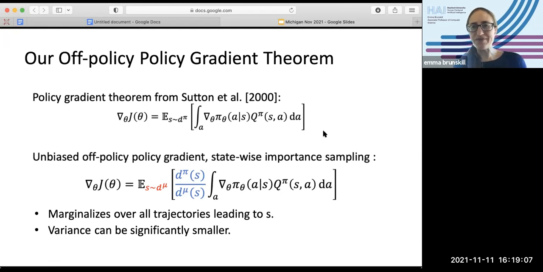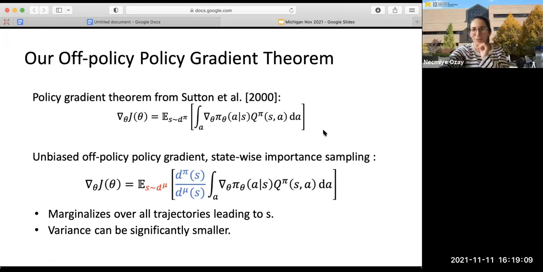I see there's a question. I have a quick question. When you say behavior policy, are you assuming all the data is collected using a single policy that you don't know, or can there be multiple policies the data is coming from as well?